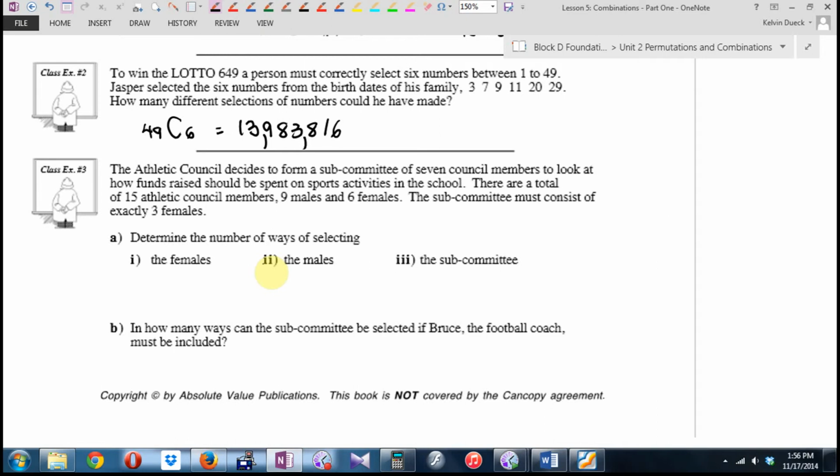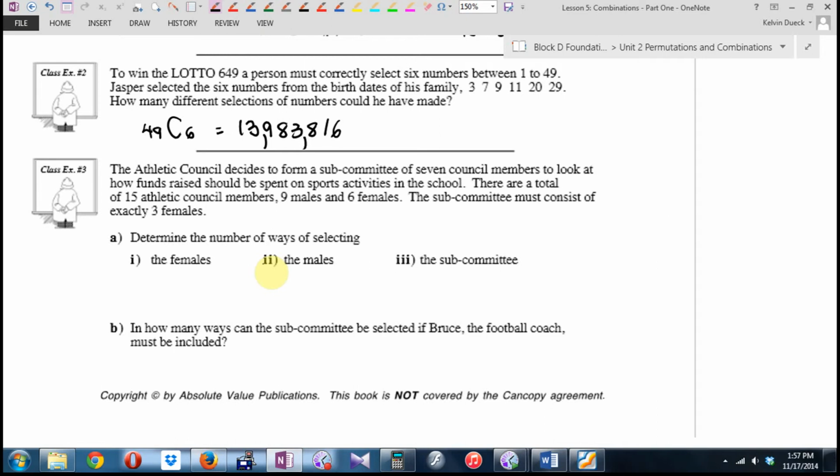The athletic council decides to form a subcommittee of 7 council members to look at how funds raised should be spent. How many people are we choosing grand total? 7. But they're going to attach a condition. They're saying you have 9 males and 6 females, and the subcommittee must have 3 girls. How many guys then? 4 guys. Here, for combinations, this is the best tool I can give you. If, for the fundamental counting principle, it was draw a blank and Scrabble bag, here is what I use for all combinations. It's the notion of a bucket. Put your pencils down and watch. Don't tune out. Give Ty an elbow.